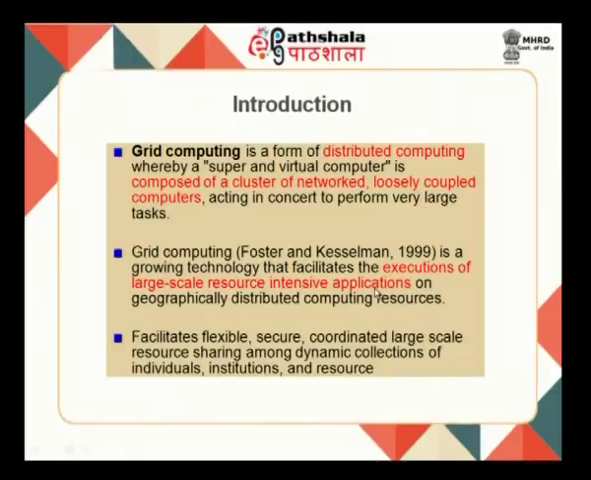Grid computing is actually a growing technology, and execution of large scale resource intensive applications can happen very effectively and very efficiently in a grid computing environment. The grid computing environment facilitates flexible, secured, coordinated large scale resource sharing among dynamic collections of individuals, institutions and resources. Therefore, data that is held in a distributed environment can be processed very effectively and in a parallel manner.